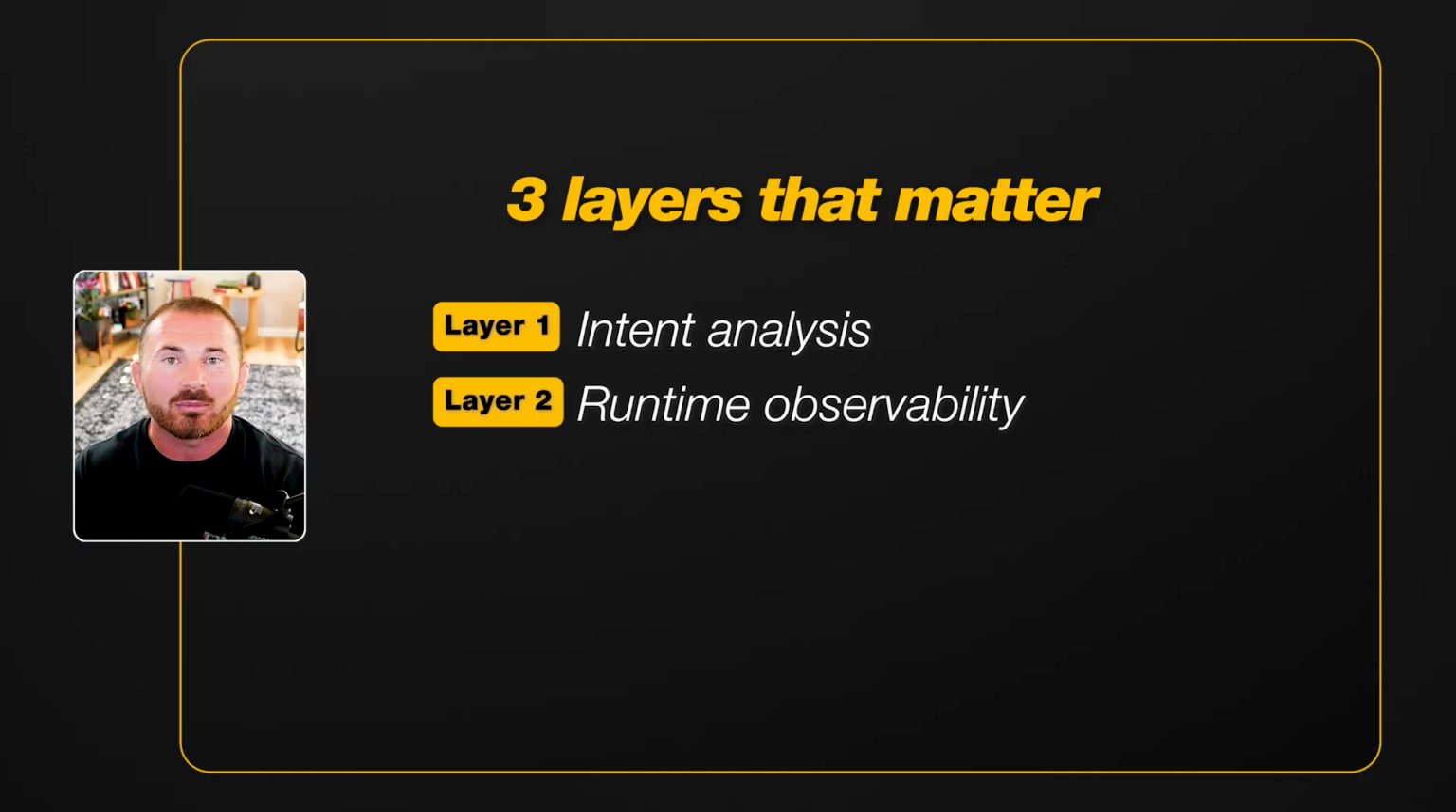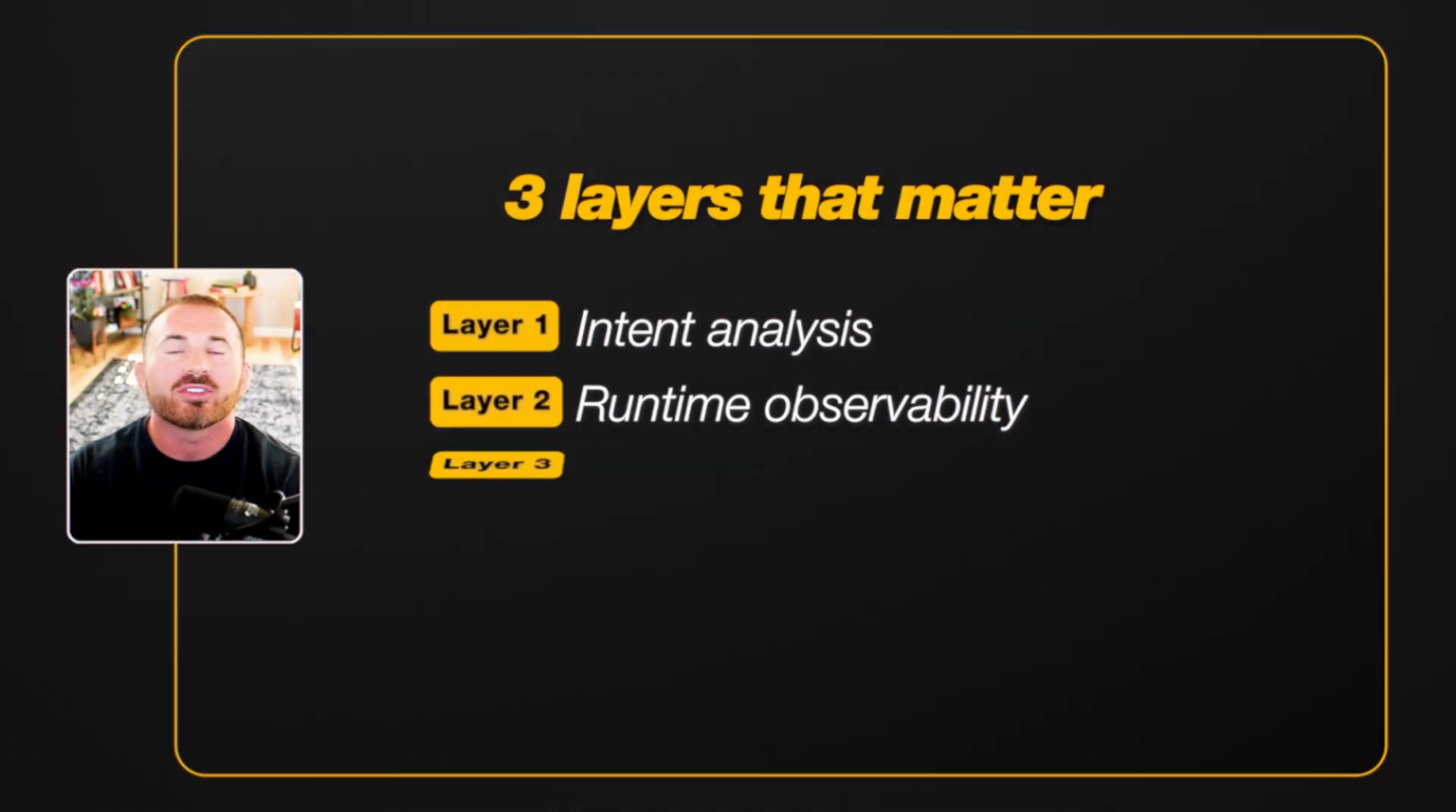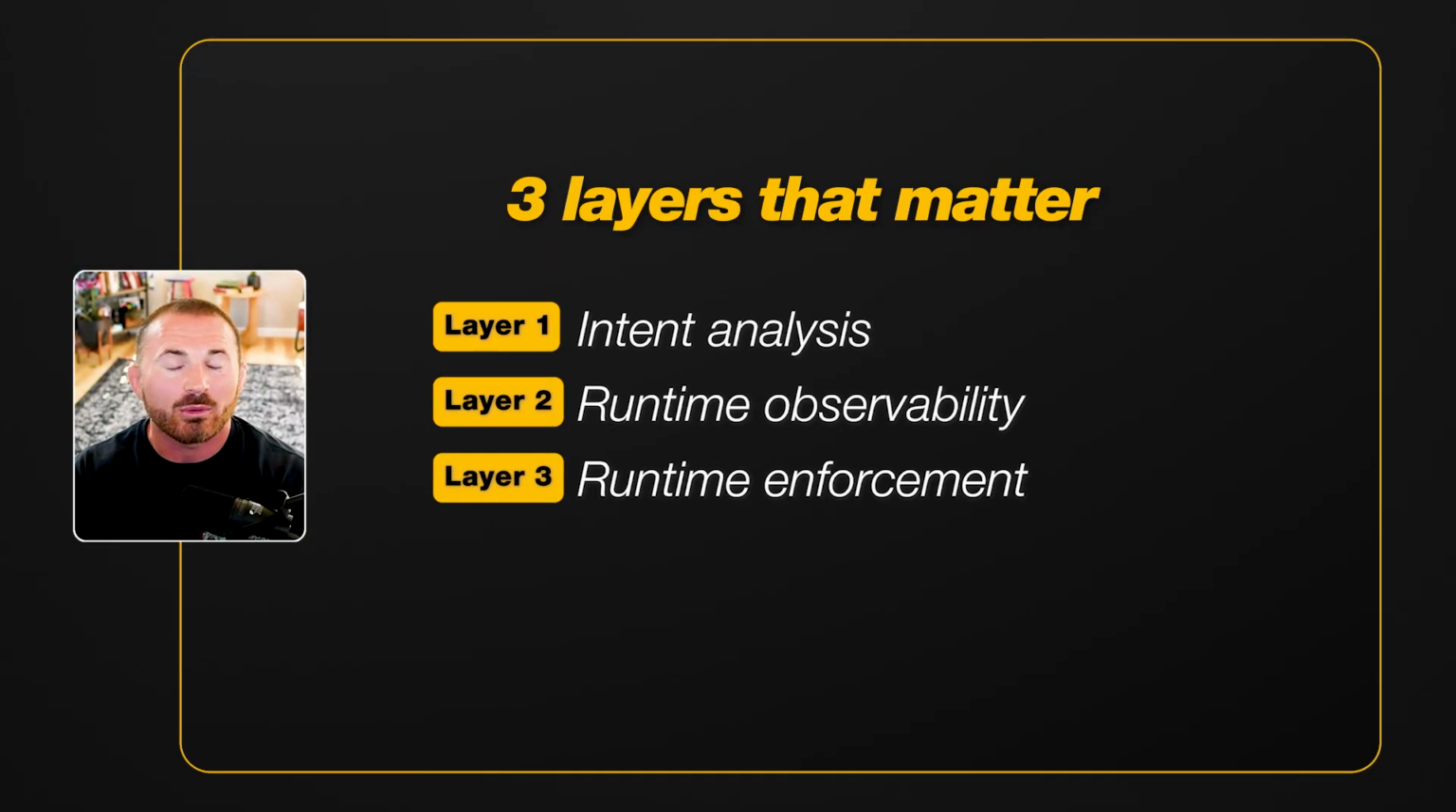The second is runtime observability. You cannot detect a goal deviation you cannot see. Log every action, every tool call, and the reasoning behind them. Baseline what normal looks like for each agent and alert on anomalies, like an inbox triage agent suddenly making outbound web requests. The third is runtime enforcement, and this is the one I would prioritize.